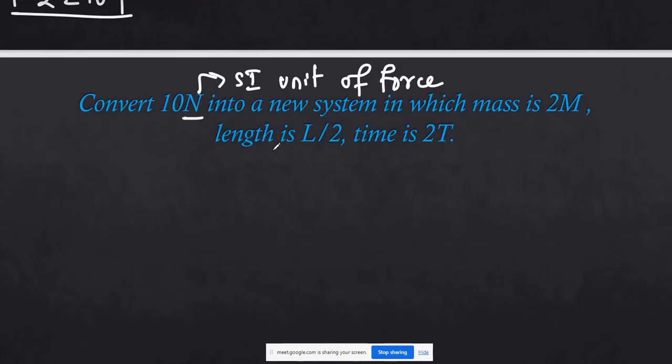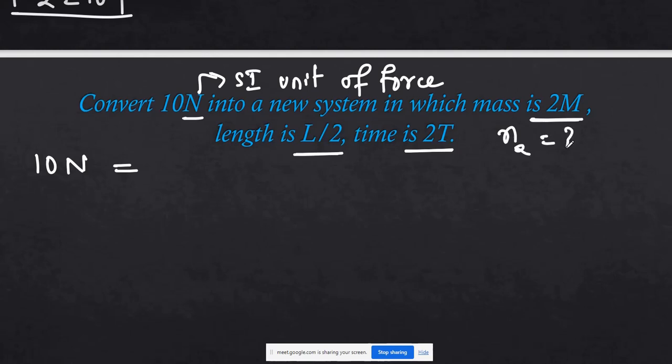Now, what they're asking is, we have to convert this 10 newtons into a system such that we don't know what that system was, CGS or some other system. But some conditions are given. Mass is double this time, length is half this time, and time is double. Mass doubled, time doubled, length is half. So in this case, what we have to find is the N2 value, the numerical value.